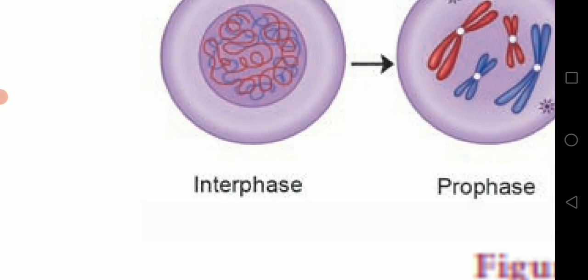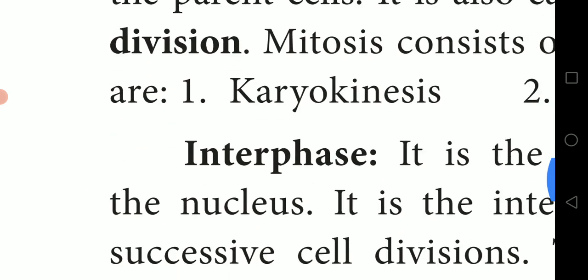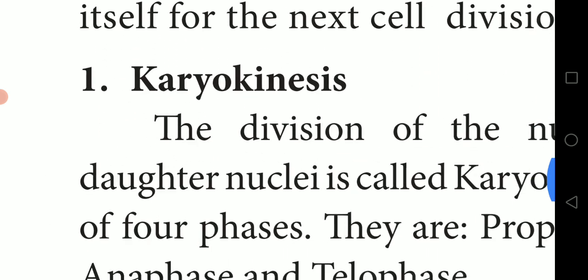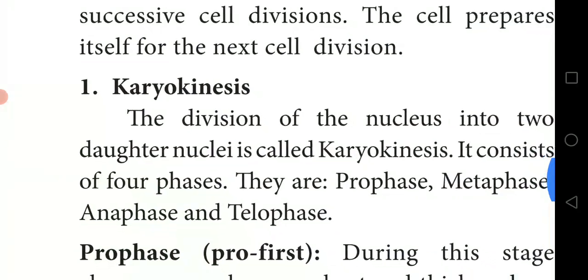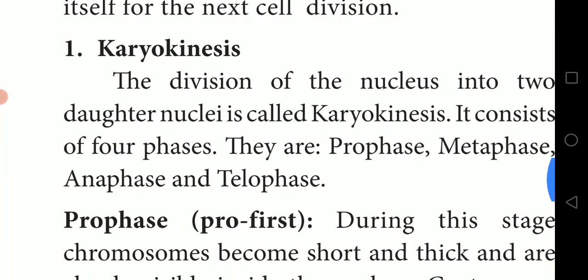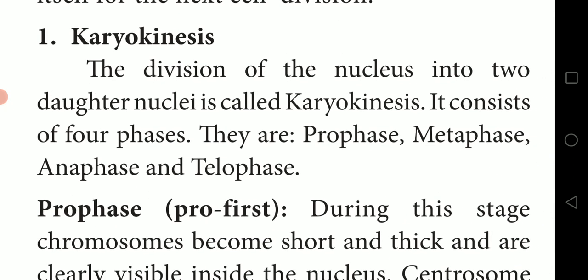The next one is karyokinesis. You can take your textbook here. So karyokinesis is the division of the nucleus into two daughter nuclei. It's called karyokinesis. You can mark it out. They may ask it for 2 marks or as a one-word answer also.